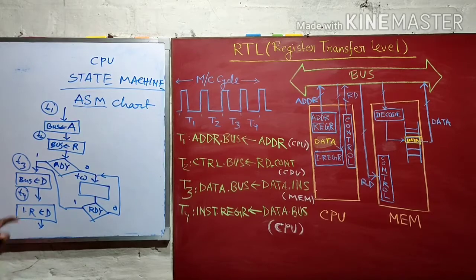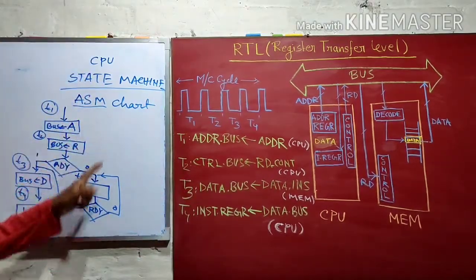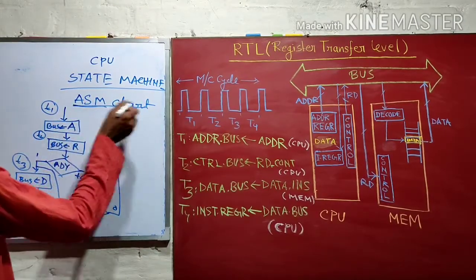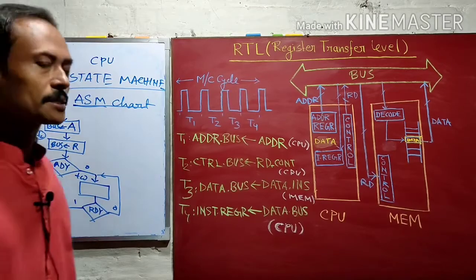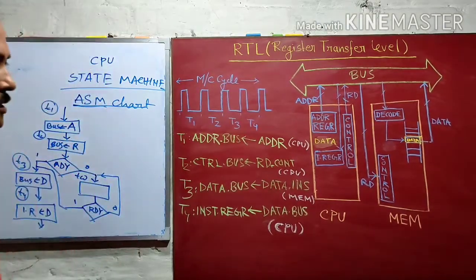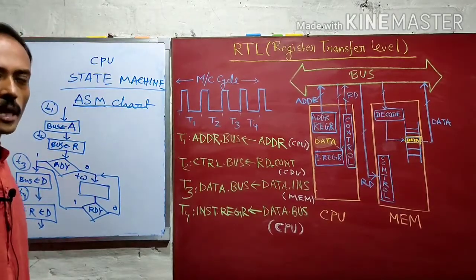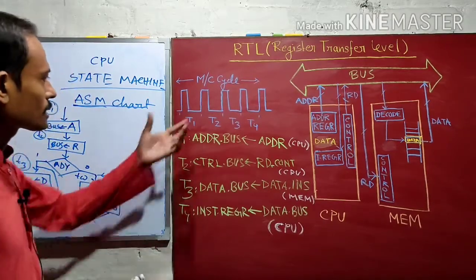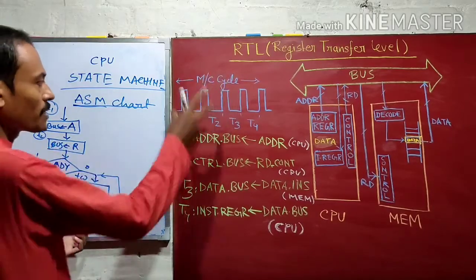And if we draw all these states in this flow chart form, then it's called the ASM chart, that means algorithmic state machine chart. Clear? So now from here we can understand a very basic concept of CPU designing. Suppose you have a particular CPU, and this CPU will have a particular set of instructions. So this is a flow chart or ASM chart of a particular machine cycle.